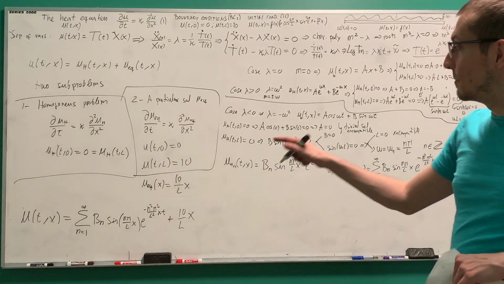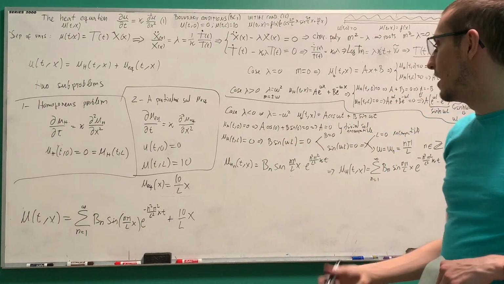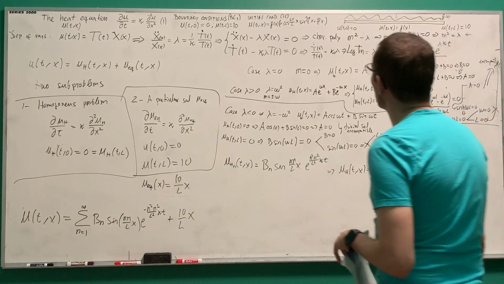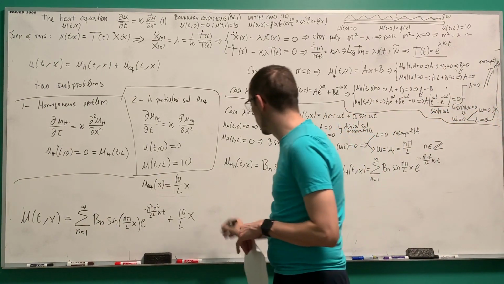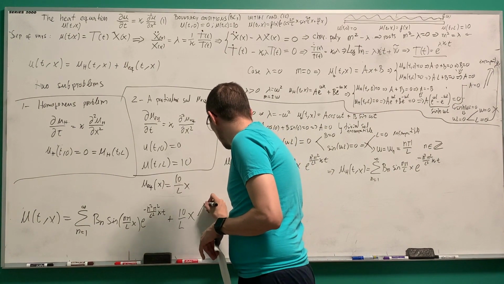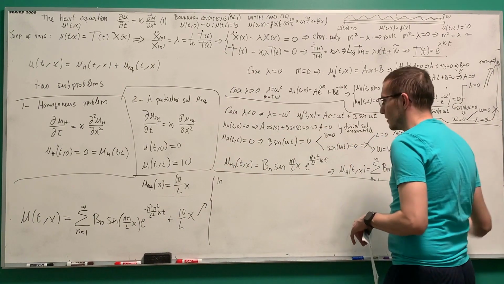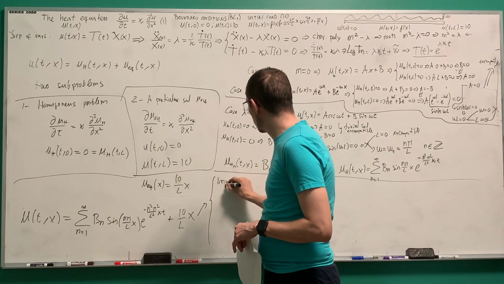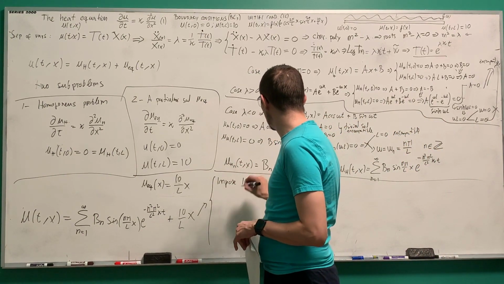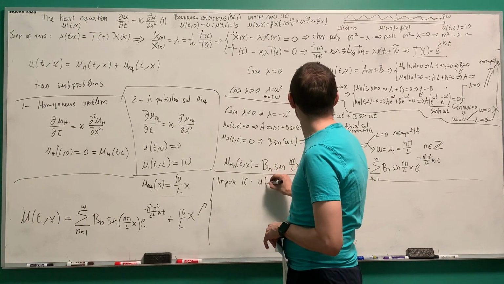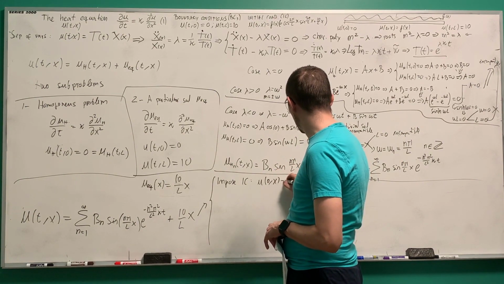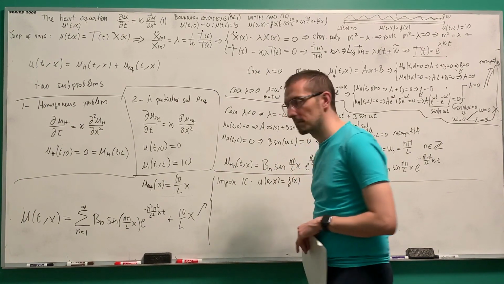The last step is determining the value of the constants Bn, and we know how. We determine that value according to the initial conditions. So now, let me separate this. Impose the initial condition that tells me that u of 0, x equals f of x.